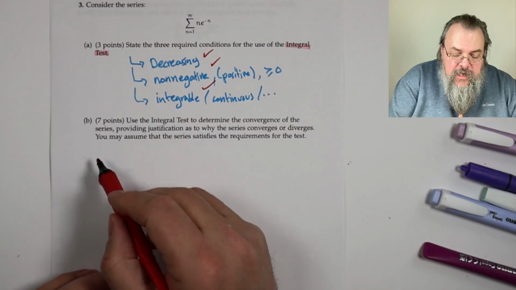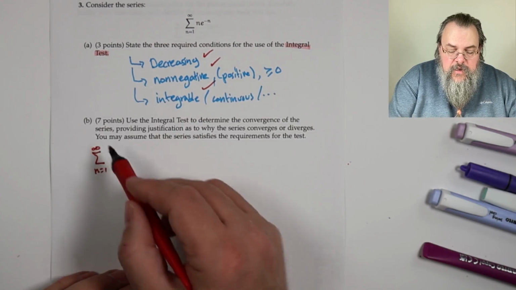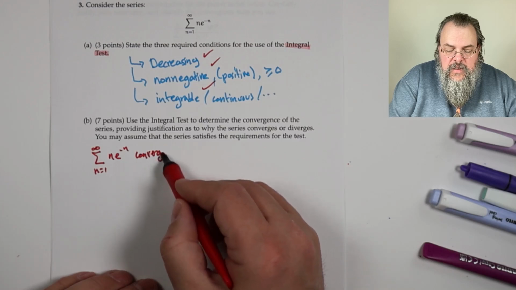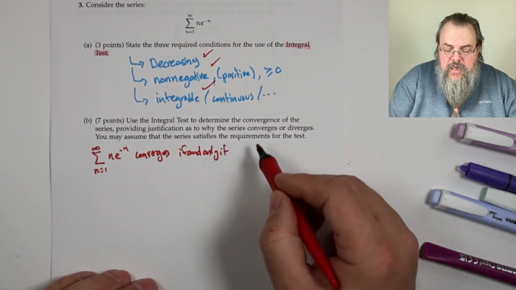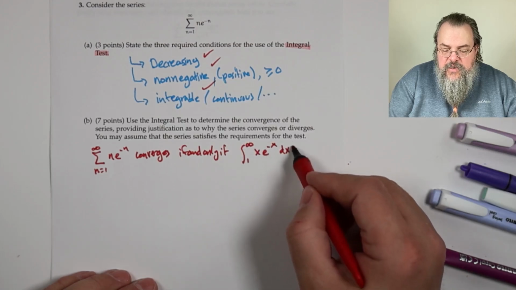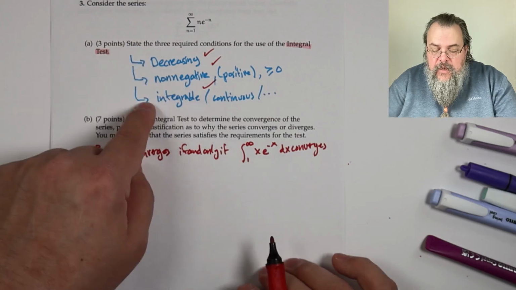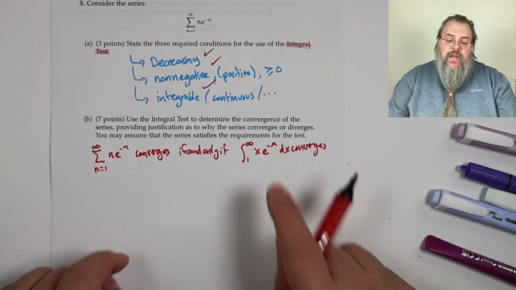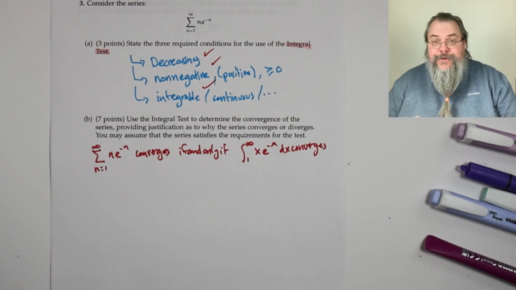Now, here's the idea. We say that the sum that we're after, 1 to infinity of n e to negative n, converges if and only if the integral from 1 to infinity of x e to negative x dx converges. That's the integral test. It says if you satisfy the requirements, you can jump back and forth between a sum and an integral. Now we need to figure out this integral.